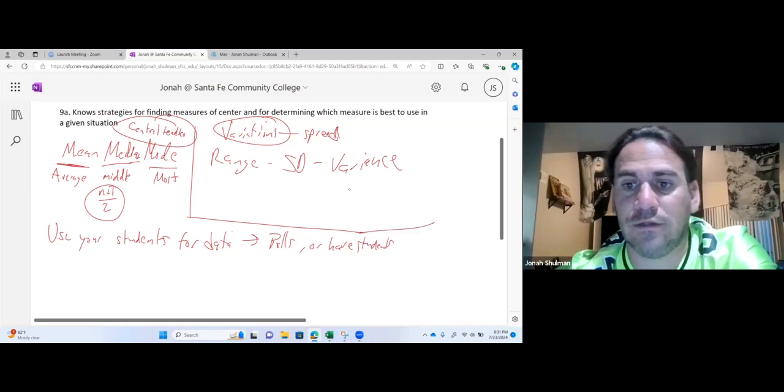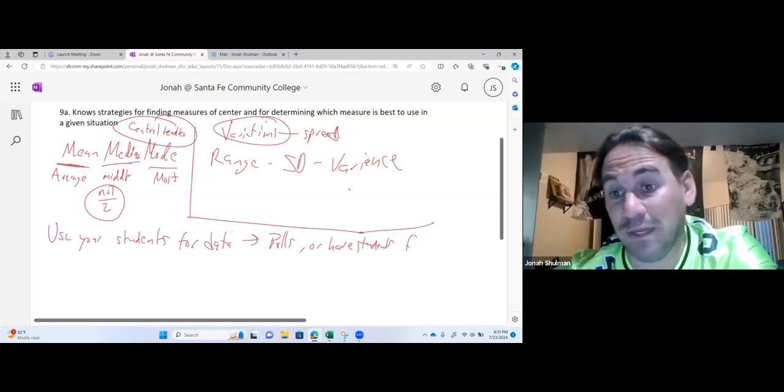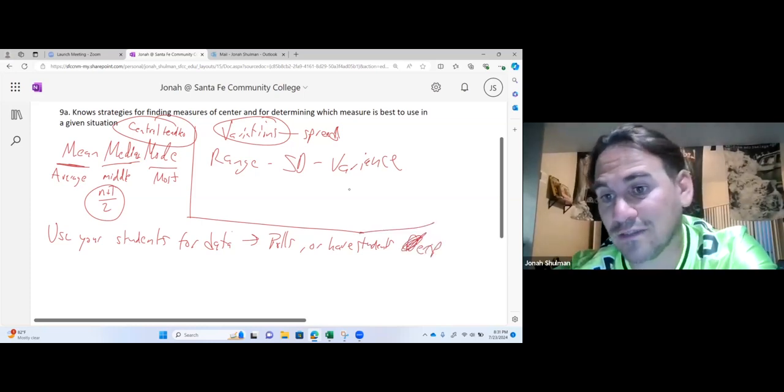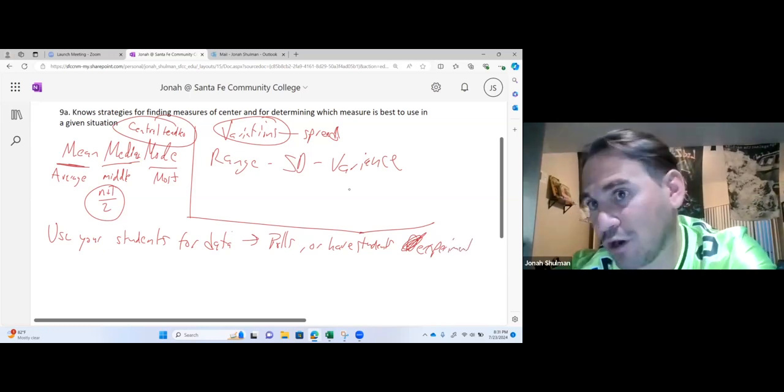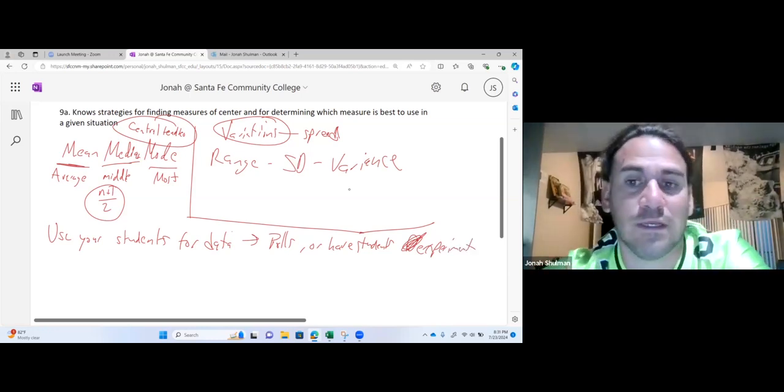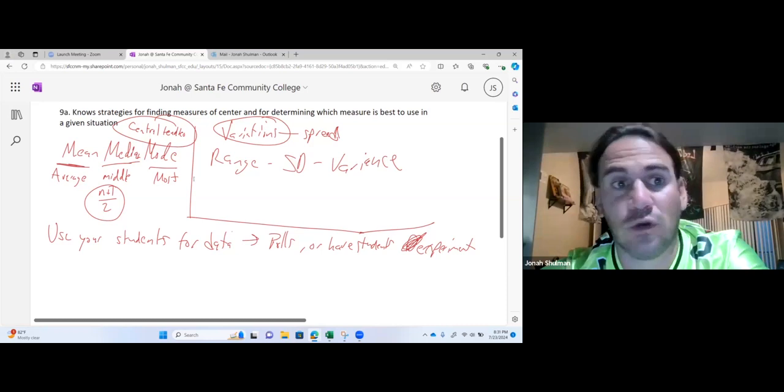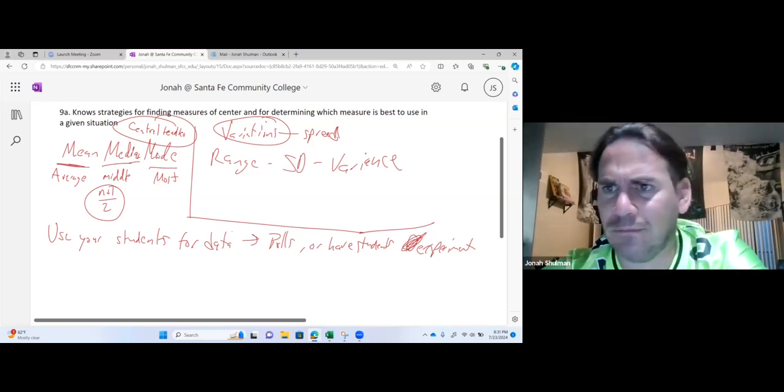Students experiment, right? Either have them roll dice, have them play cards, have them flip coins. I also think this gets messed up a lot, median and mode. A really good way to think about it is tell students where it comes from.